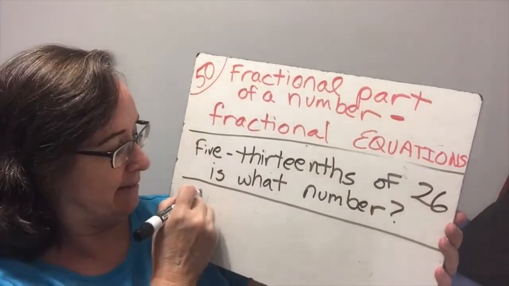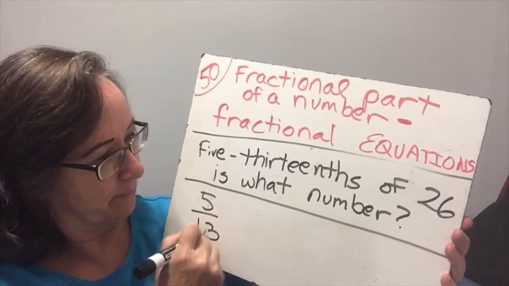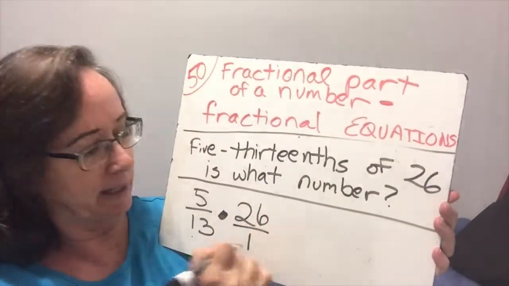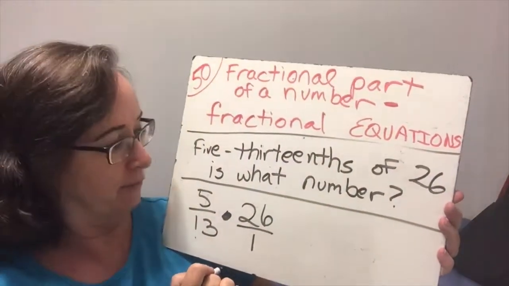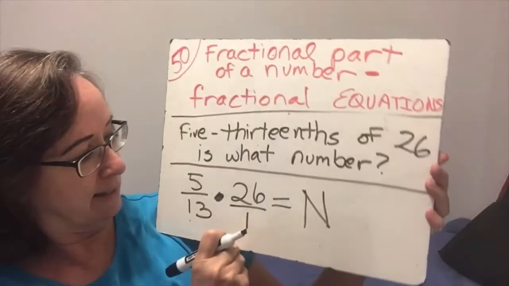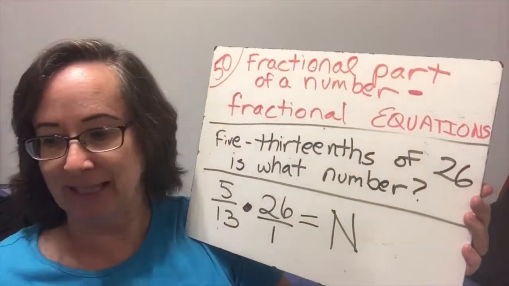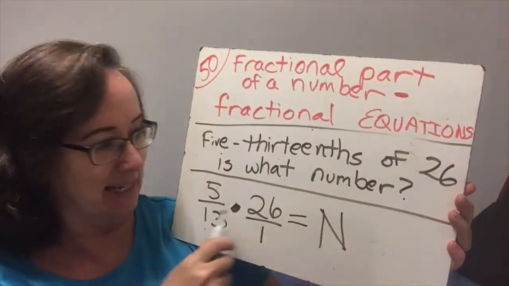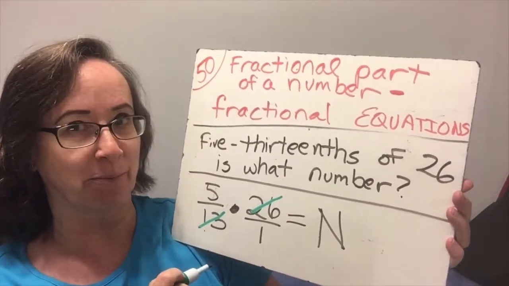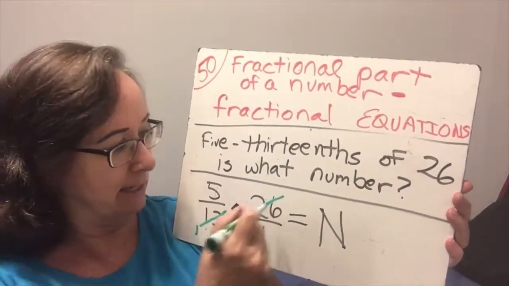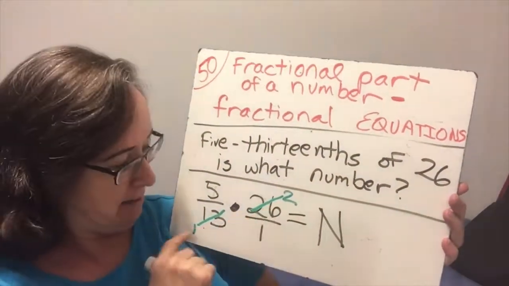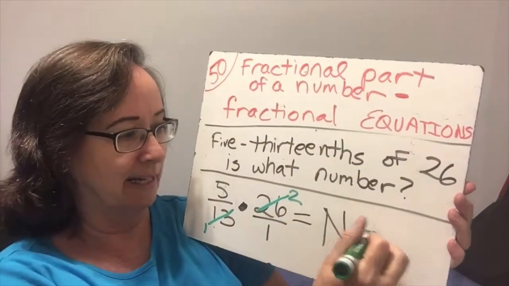Okay, so 5/13 of is times 26. Let's just go ahead and write it 26 over 1 so that we won't get confused. Is our equal sign. What number? Okay, so now this is nice. Notice that I do have a cancellation over here, and my n is already all by itself. 26 and 13 are both divisible by 13. 13 divided by 13 is 1, and 26 divided by 13 is 2. 5 times 2 is 10. 1 times 1, the answer is 10.